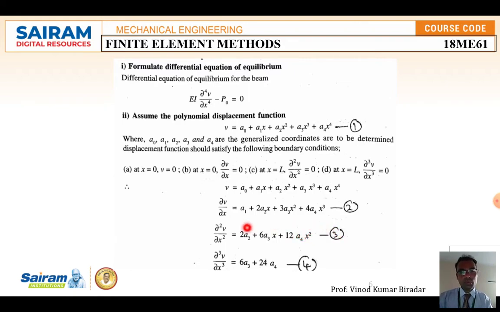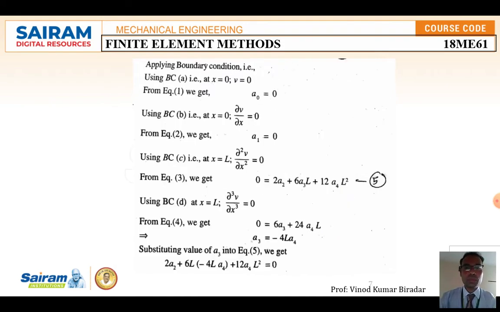Again you have to differentiate this equation for the third derivative, that is dou cube v by dou x cube. Again differentiate, the constant gives 0. So 6a3 plus 12 into 2 is 24a4x. This is equation number 4. Once you differentiate all these 4, go on and apply the boundary conditions.